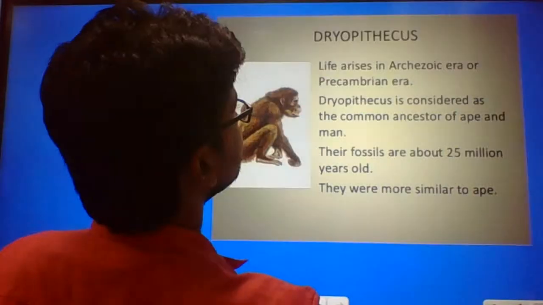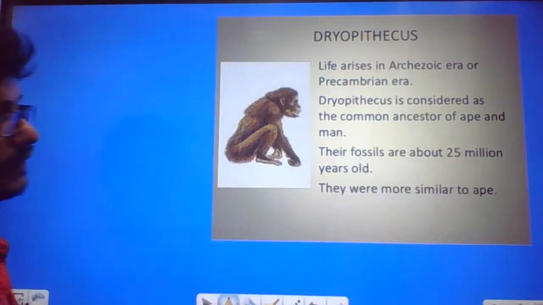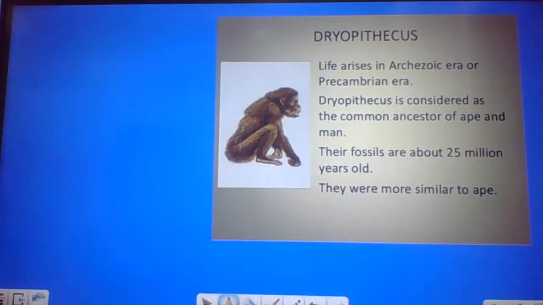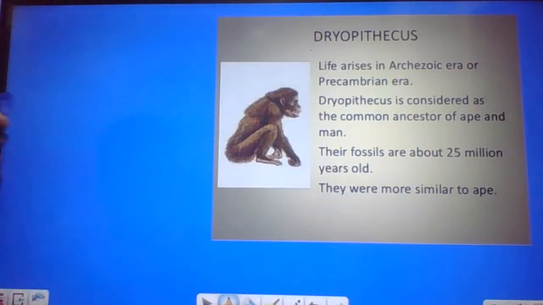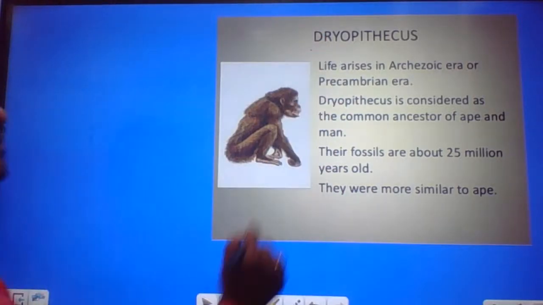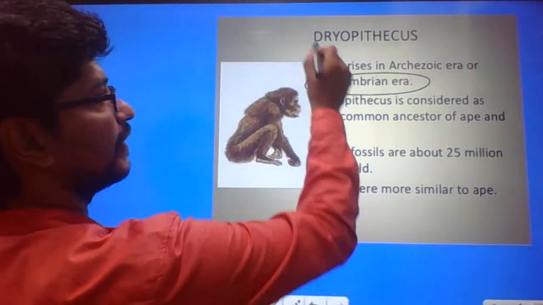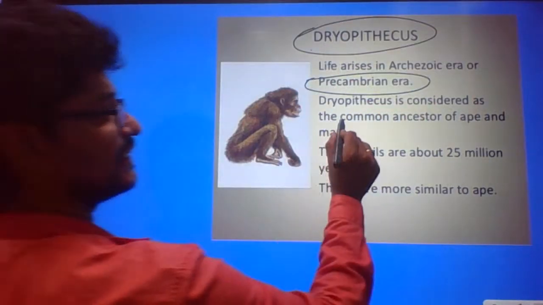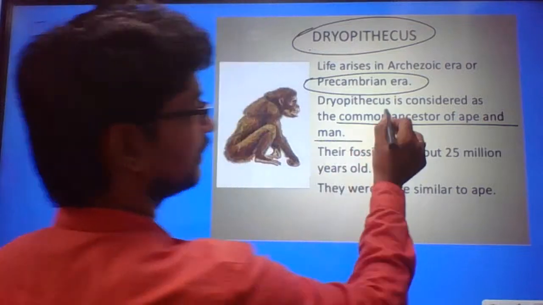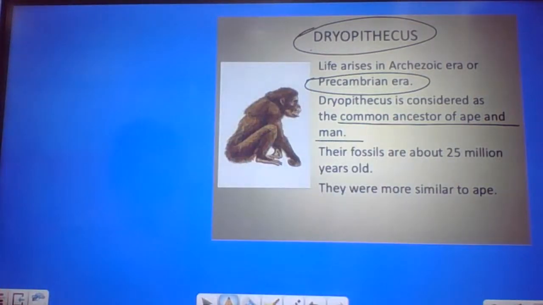So the first one is Dryopithecus. A few points I've mentioned over here. Dryopithecus is the first form we're talking about. Life arises in the Archeozoic era and Precambrian era. This is considered the common ancestor of ape and man. The question comes: which is the common ancestor of ape and man?